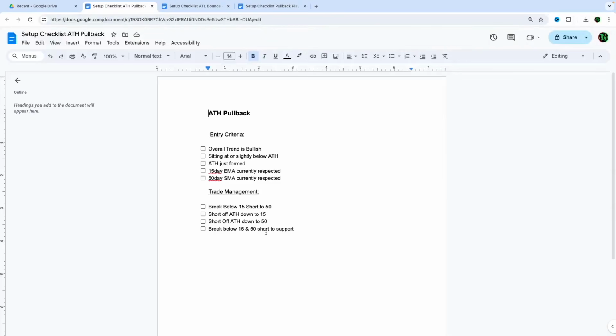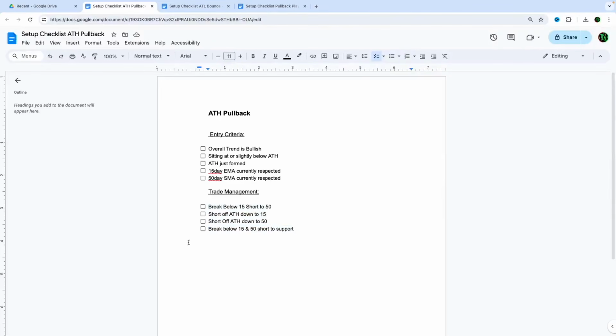So if we're setting up at an all-time high and the 15-day is respected, we'll short down to the 15. But if the 15-day isn't respected and the 50 is respected, we'll short down to the 50. So you have to look at whether the moving averages are respected or not. With trade management, we're not trying to check off all of these because these are opposing. So it will be one of these boxes will be checked, right?